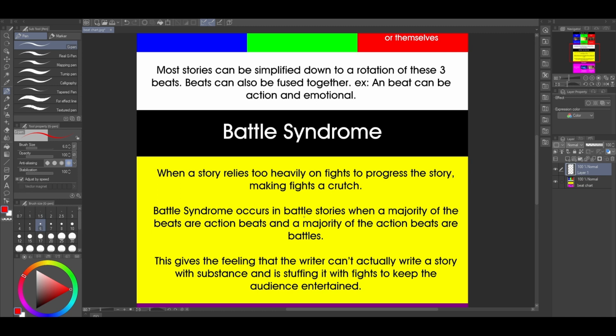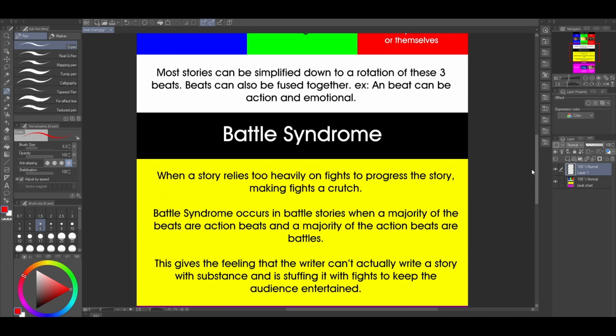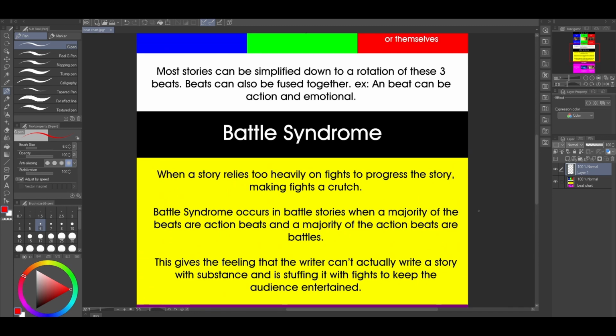The reason I bring that up, we'll get to that later. This gives the feeling that the writer can't actually write a story with substance and is stuffing it with fights to keep the audience entertained. Examples of this would be Dragon Ball Z, Bleach, Kingdom, and JJK, and Kimetsu no Yaiba. Kimetsu no Yaiba is not as problematic, but the other ones I mentioned.